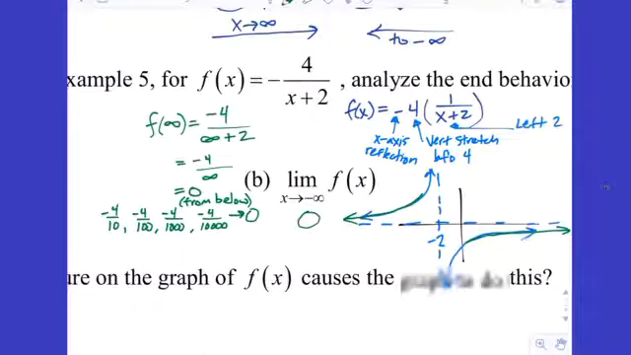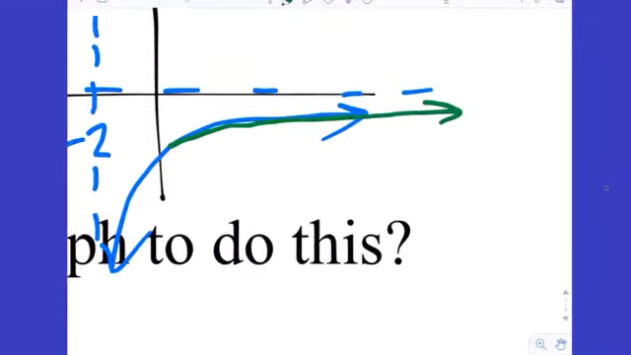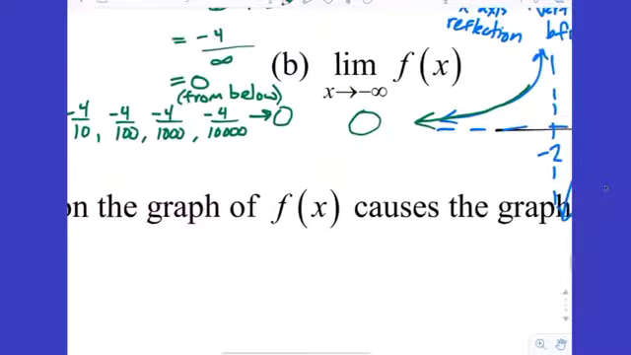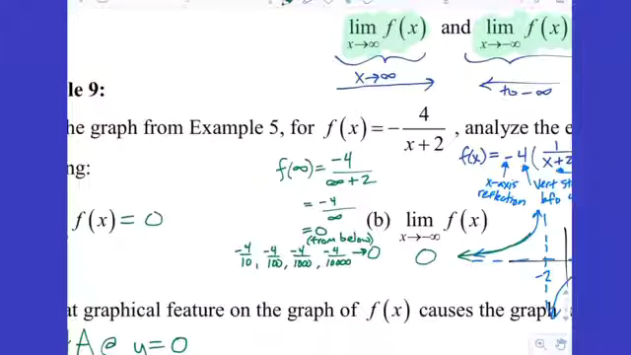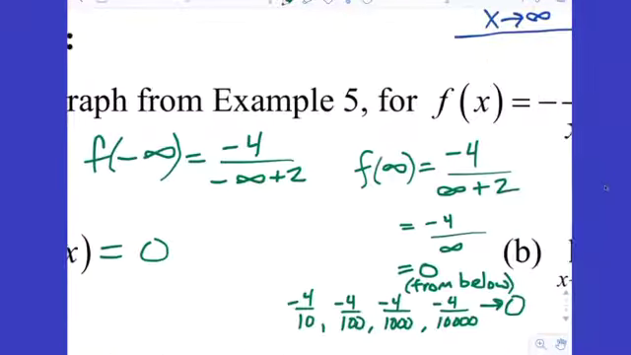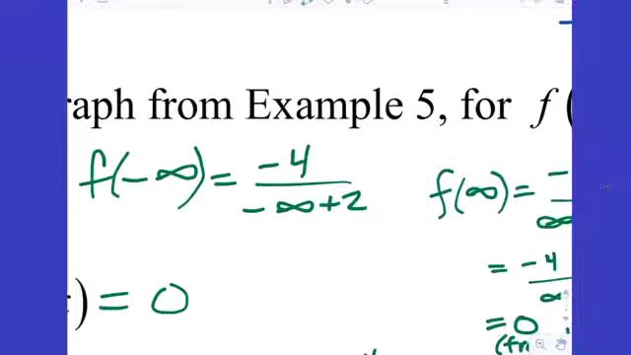And that's exactly what our graph does right here. We're approaching 0. The magnitudes are getting smaller from the negative side. And you could do the same thing for the other side. If you try what is f of negative infinity, you plug it in, you get negative 4 over negative infinity plus 2. Now let's look in the denominator. What's negative infinity plus 2?